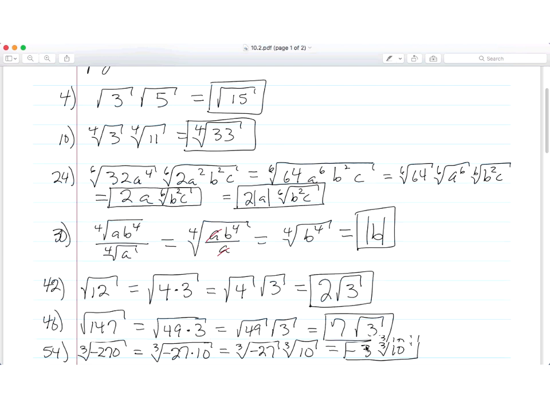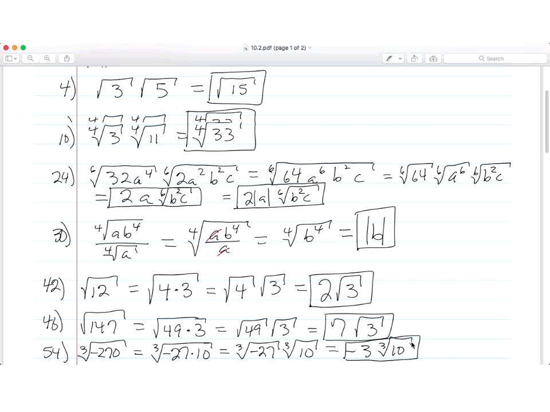Let me do problem number 54. The cube root of negative 270. Let me write negative 270 as negative 27 times 10. Well, negative 27 is a perfect cube. It's the largest perfect cube factor of negative 270. The cube root of negative 27 is negative 3. Therefore, the cube root of negative 270 is negative 3 times radical 10.